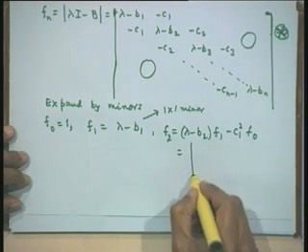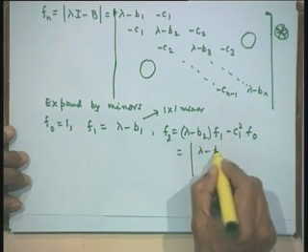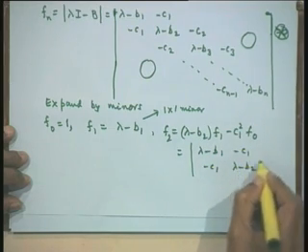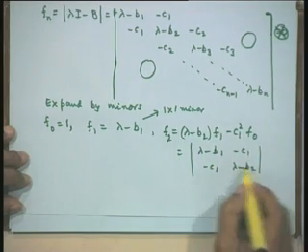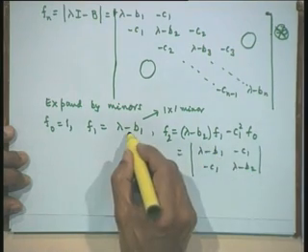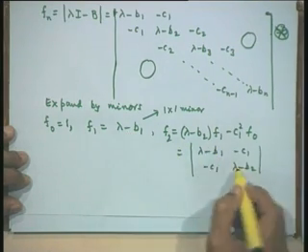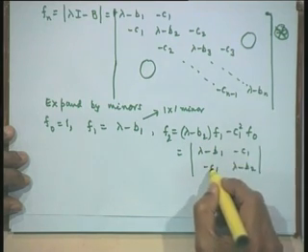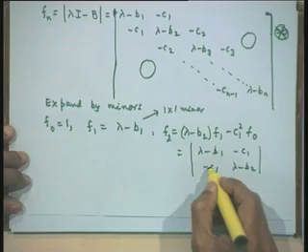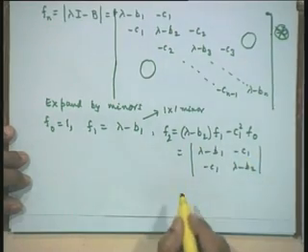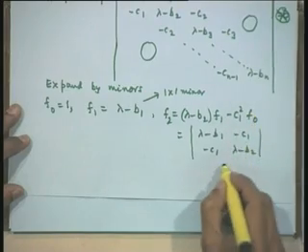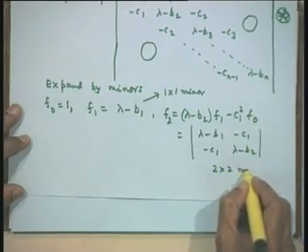If you just want to have a look at this one, I am expanding it by the last row. So, lambda minus b 2 into lambda minus b 1, and that is your f 1, minus, since this location is minus minus, plus into this product, therefore, minus c 1 square always into 1. Now, this is your 2 into 2 minor.